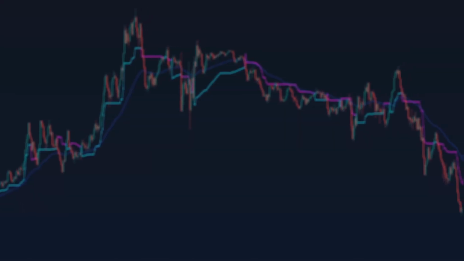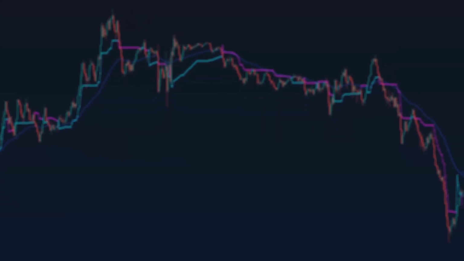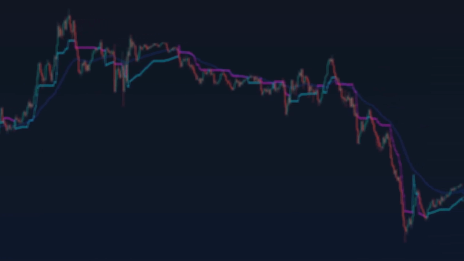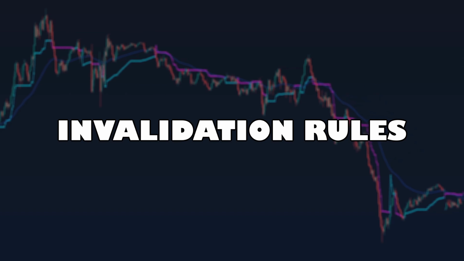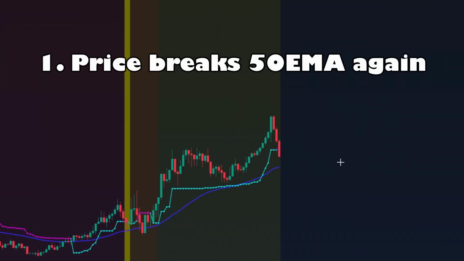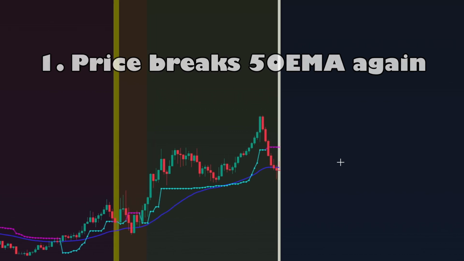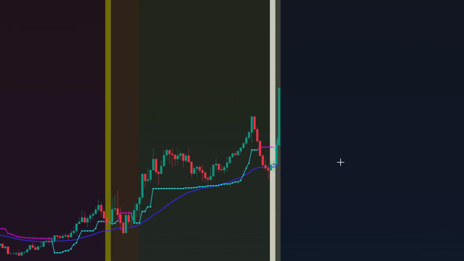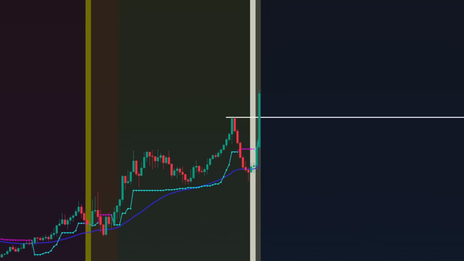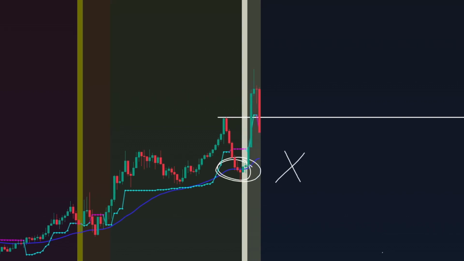Now that you understand the idea of the strategy, even with these conditions met, you might still face many poor setups. That's why there will be 2 main trade invalidation rules. First, when we get a pullback, but the price breaks the 50 EMA again. This means when the price breaks the 50 EMA, initiates a pullback with 2 consecutive candles, but then, before completing the full setup, breaks the 50 EMA again, we won't be taking the trade because at that point the pullback is too deep.